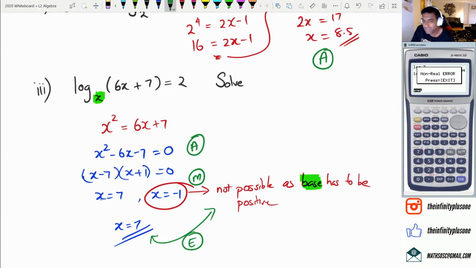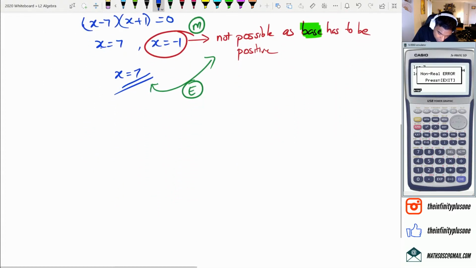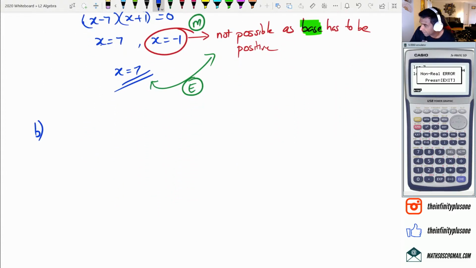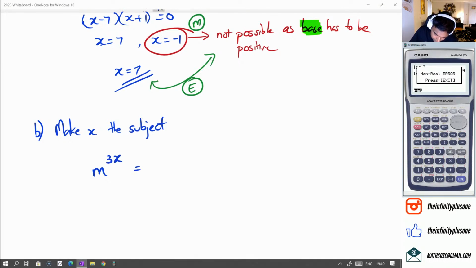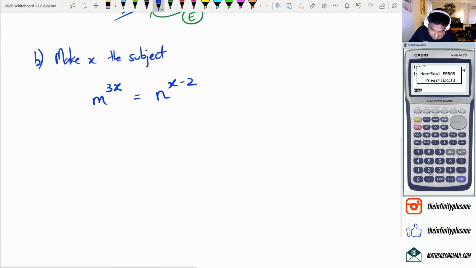Okay, so let's go to the next question, which is B. Again, I'm kind of making up this question on the spot. I hope it actually works. I want you guys to make x the subject. So we're going to write this as m to the power of 3x is equal to n to the power of x minus 2.